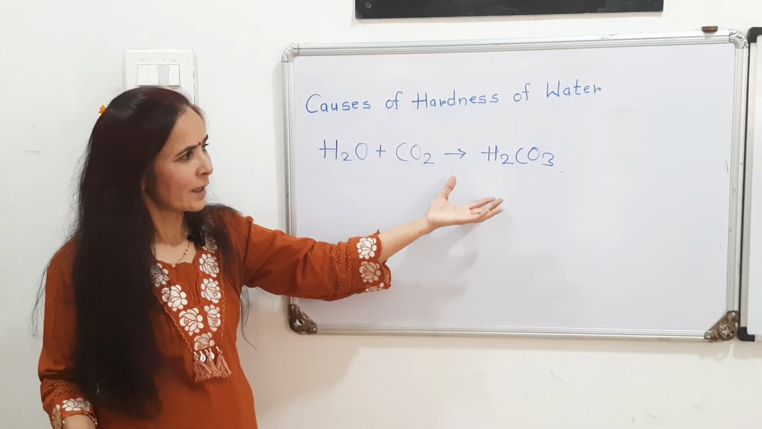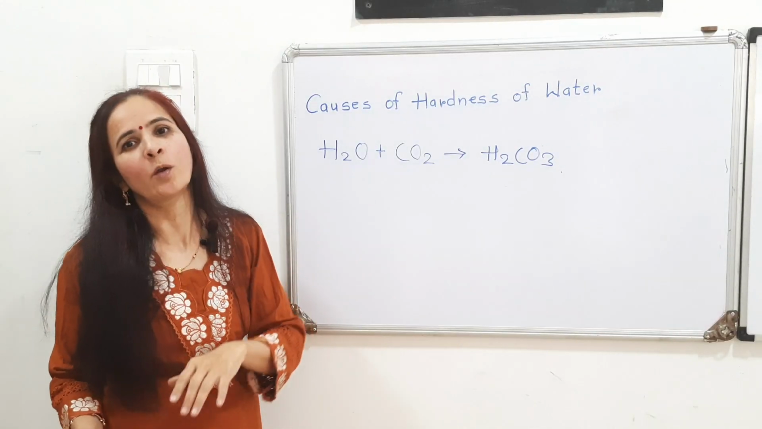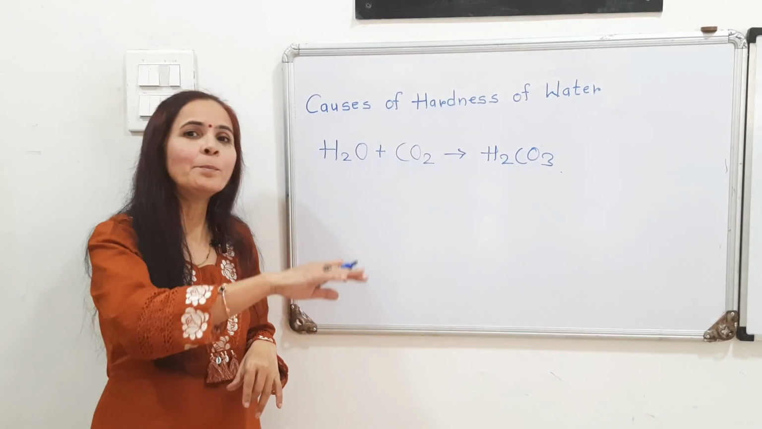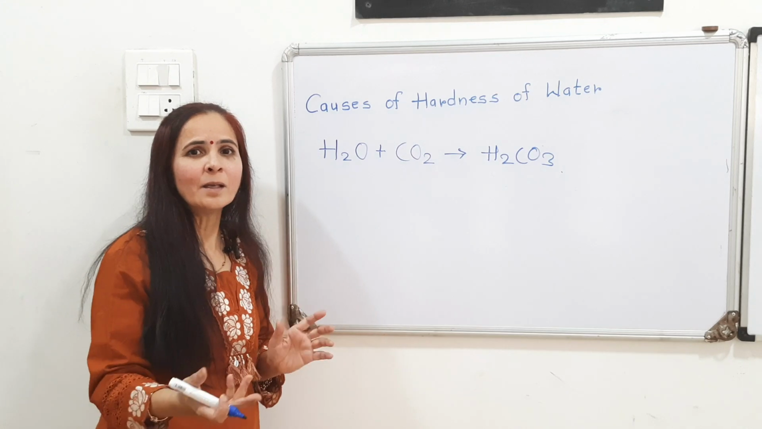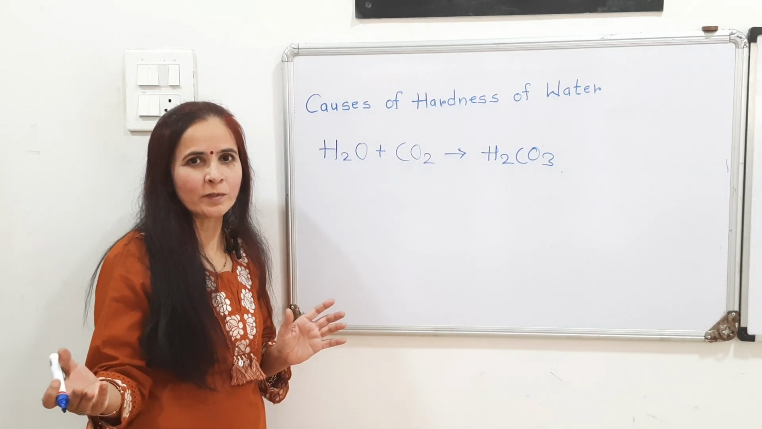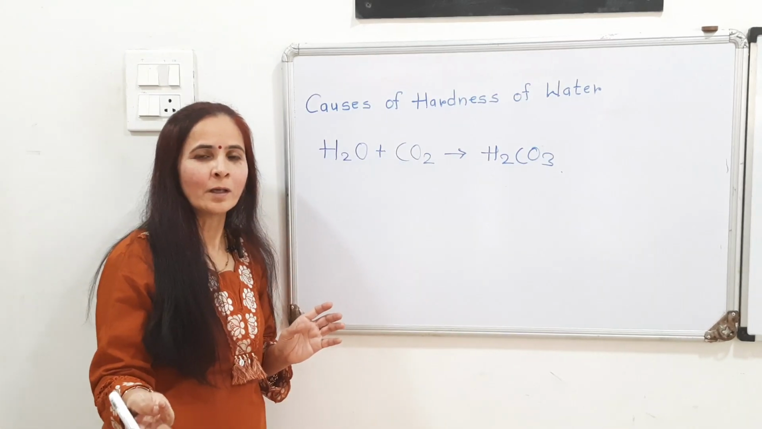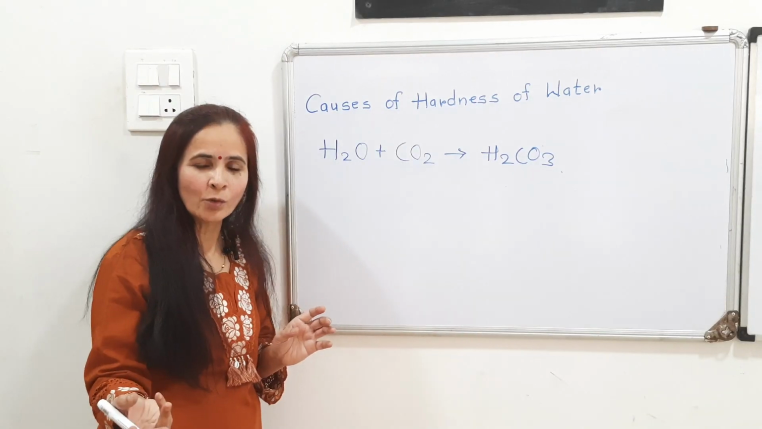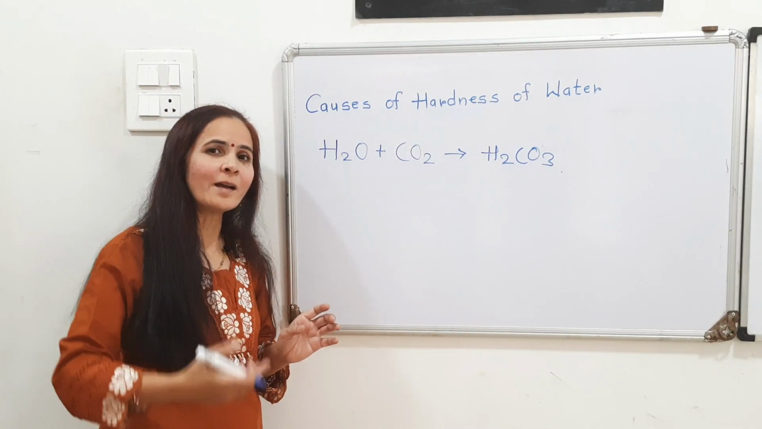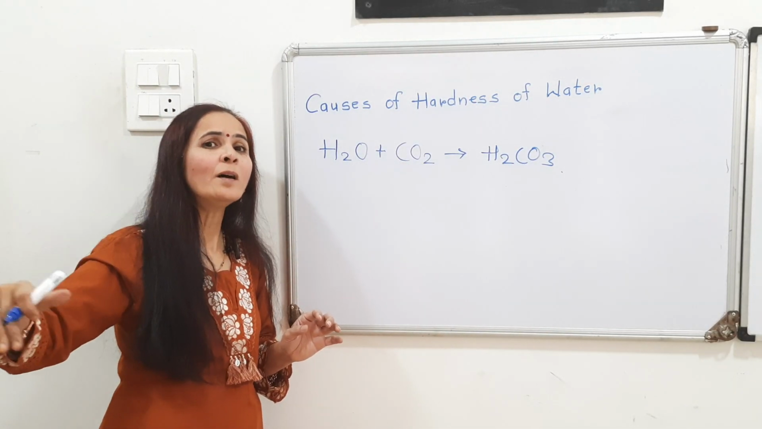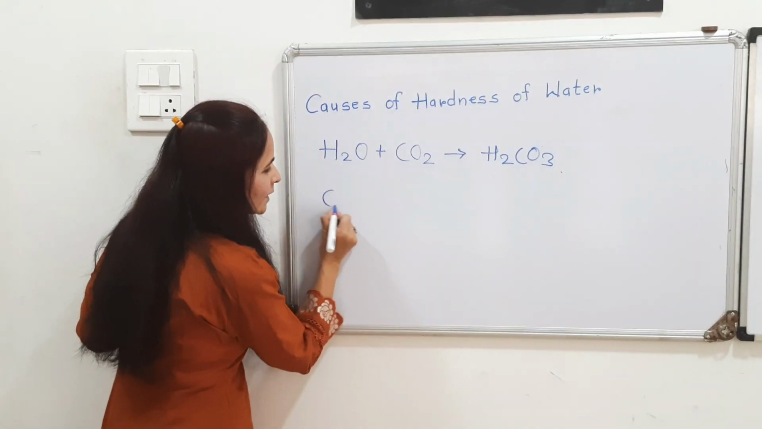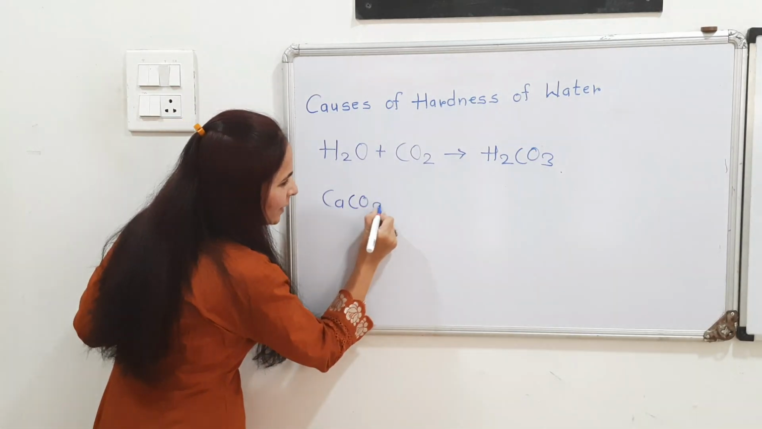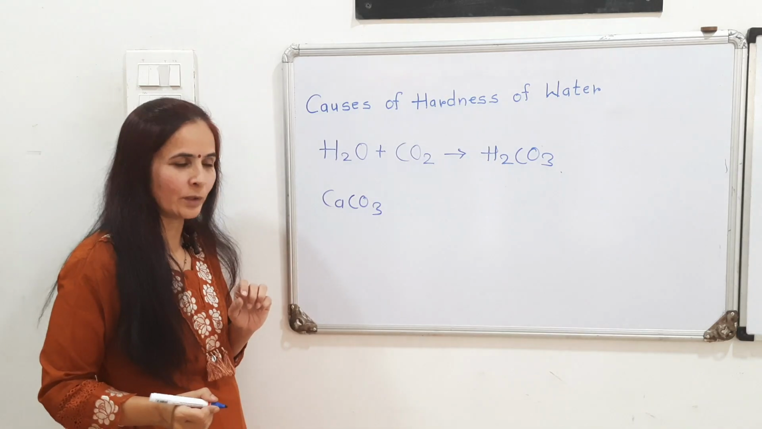When this acidic water flows through the rocks, what happens? There are different types of rocks: igneous rock, metamorphic rock, and limestone rock. Whenever this acidic water passes through limestone, we'll take the example of limestone, that is calcium carbonate. Limestone means calcium carbonate.